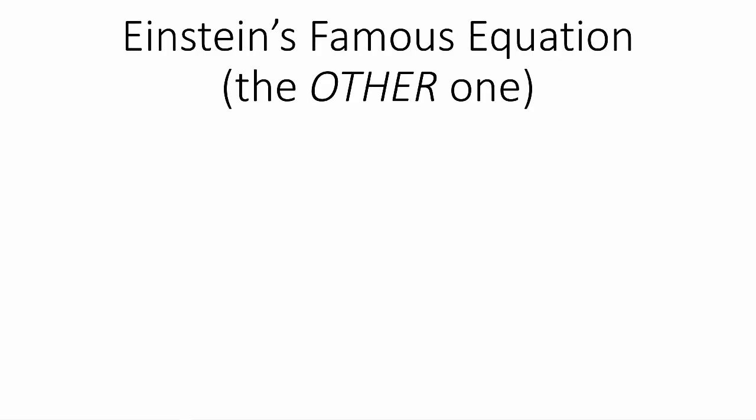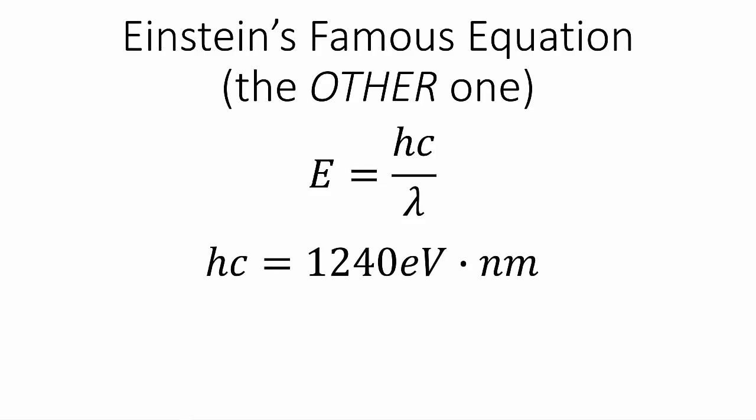This is his other famous equation that you might not have heard of. It's one that relates the energy of a photon to its wavelength, and it's hc over lambda. Hc is a combination of units. H stands for the Planck constant, and c is the speed of light. Einstein figured out that there's a relation between those two constants and the wavelength of something and the energy of something. The units of hc are going to be eV, that stands for electron volts, nanometers.